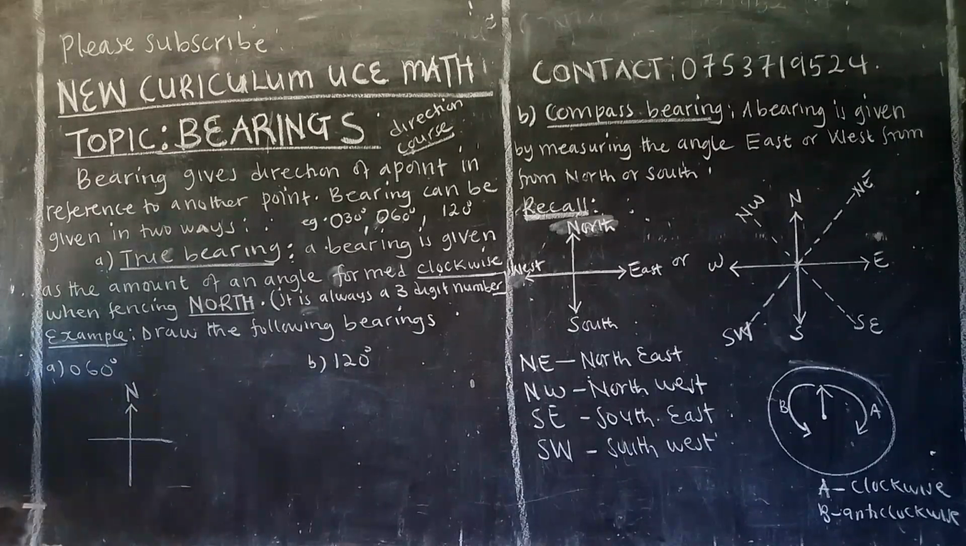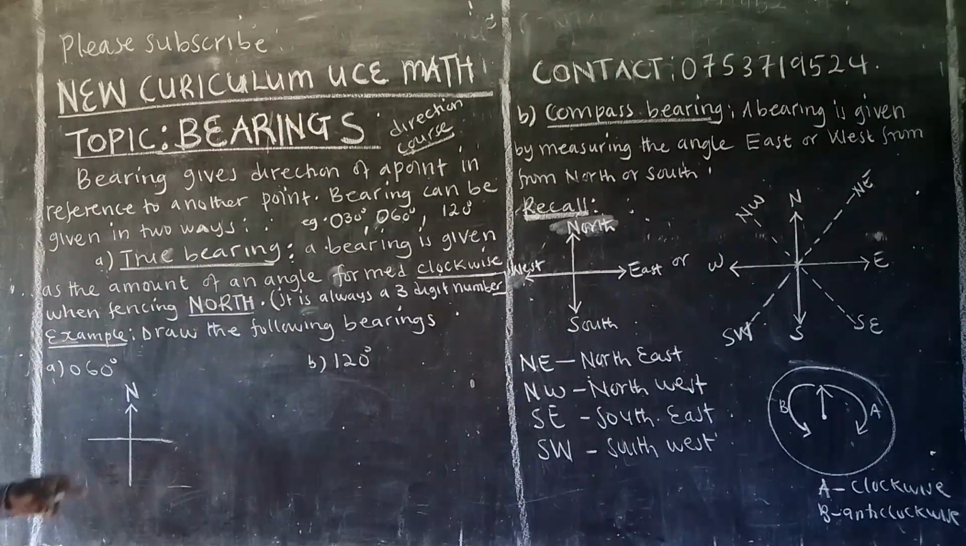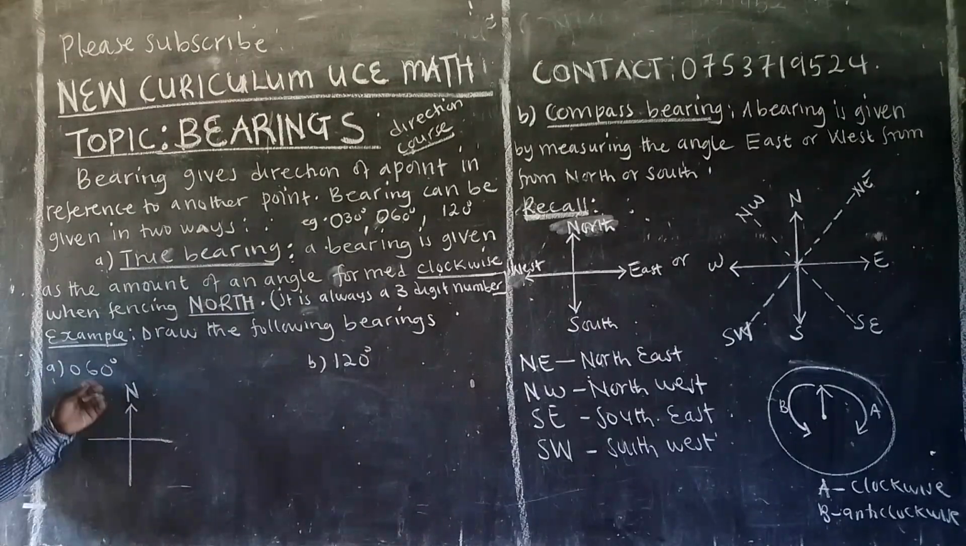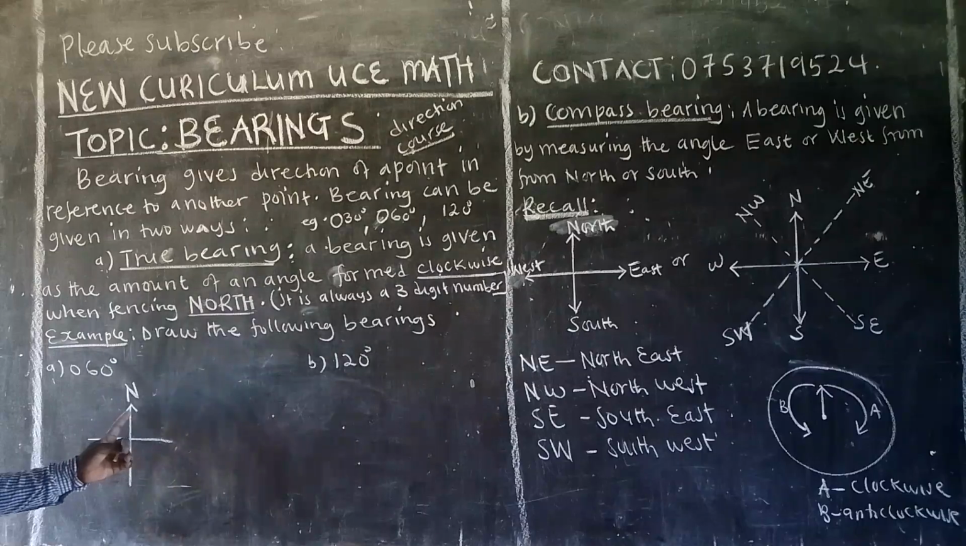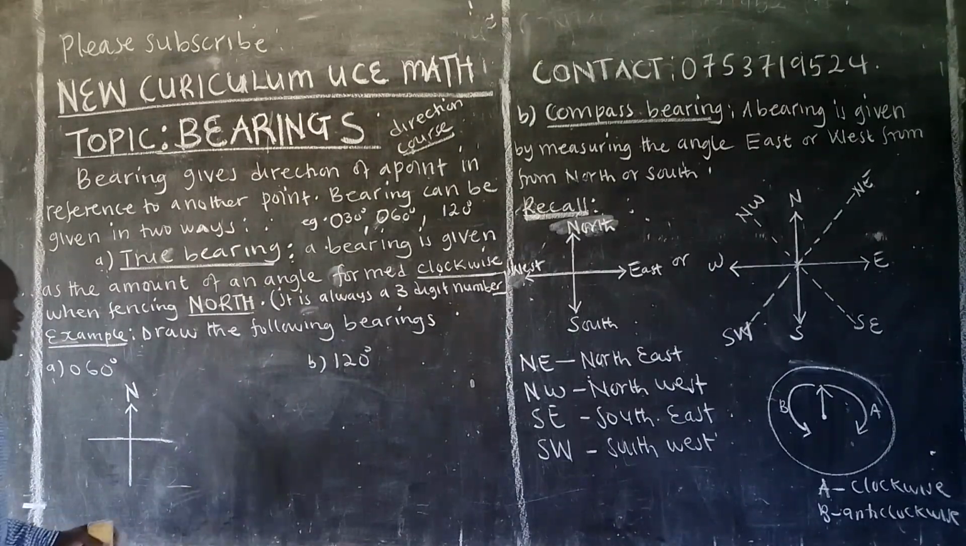Now, they say this is the true bearing. Where you see that any angle has been given to you, then we call it a true bearing. We want to measure this, but we said you measure it clockwise when facing north, meaning that we must measure from north coming this side. So in simple terms, the true bearing is meant to be measured like this.